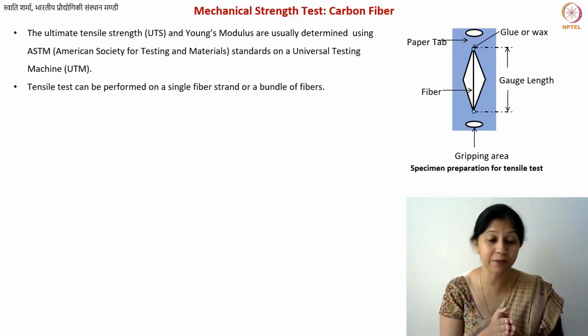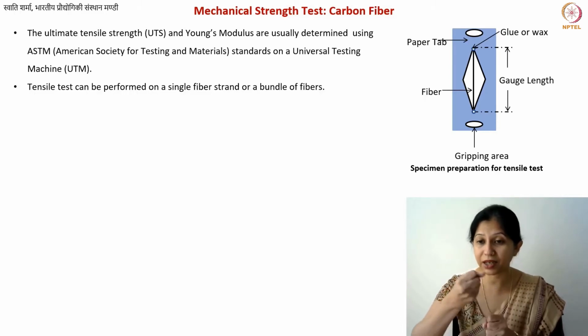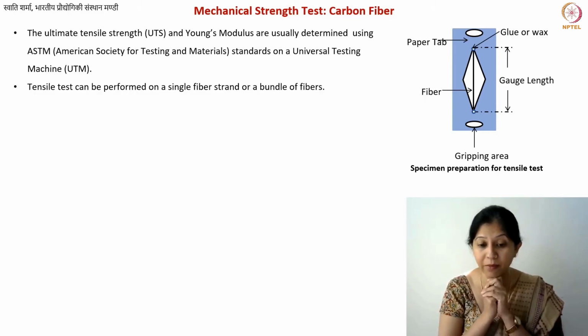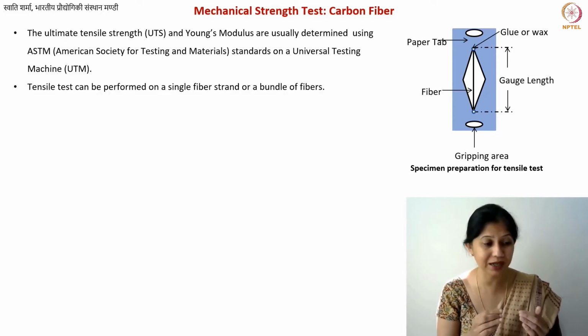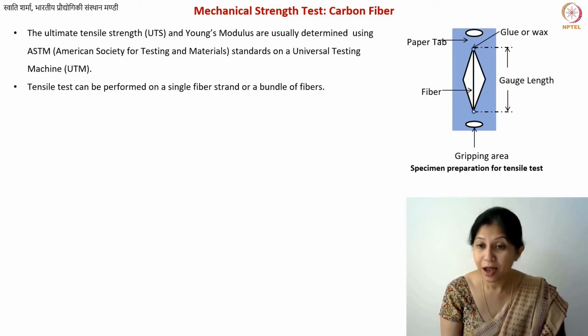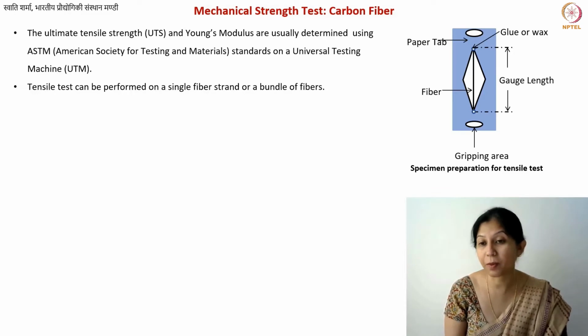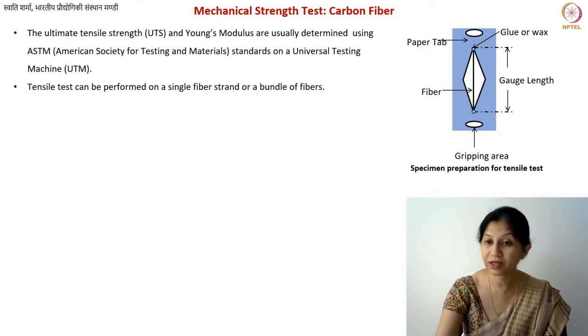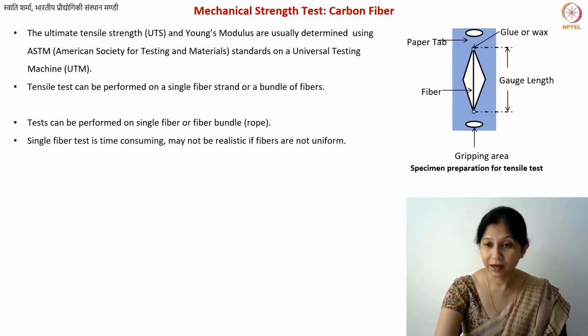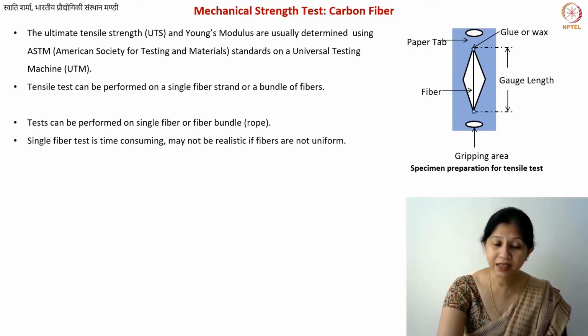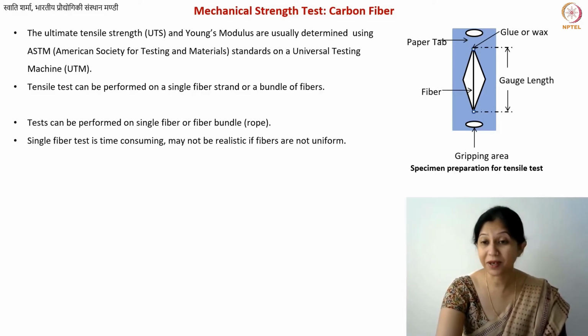You want to, let's say, make composite materials out of it, or you already have some resin when you were making the bundle. In that case, you will rather use the bundle because that is more realistic. But if you want to test the mechanical property of a single fiber for whatever application you have, in that case, you will use the single fiber. Okay, so the bundle is basically this rope that I'm talking about. Single fiber tests can be time consuming.